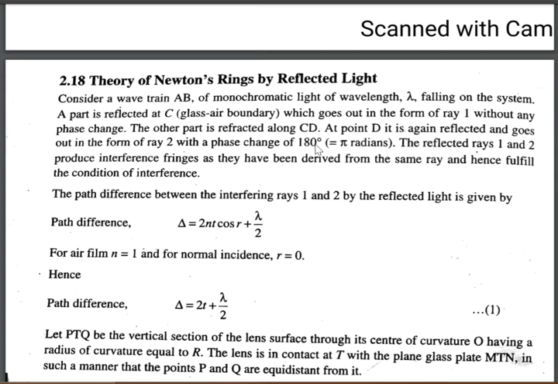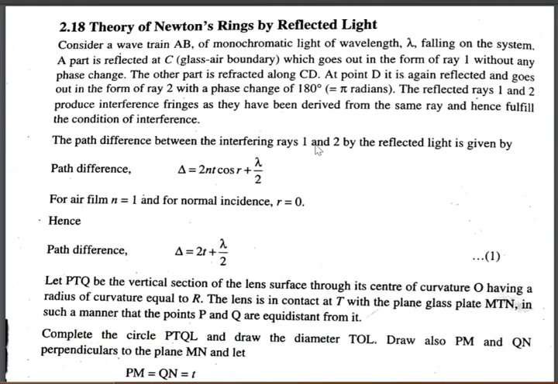The reflected rays 1 and 2 produce interference fringes as they have been derived from the same ray and hence fulfill the condition for interference. So the two reflected rays 1 and 2 are from the same source, have the same amplitude and wavelength, and get superimposed on each other and produce interference. Whether you get a dark ring or a bright ring depends on the thickness of the air film between the plano-convex lens and the glass plate at that point. Now let us come to the mathematical part.